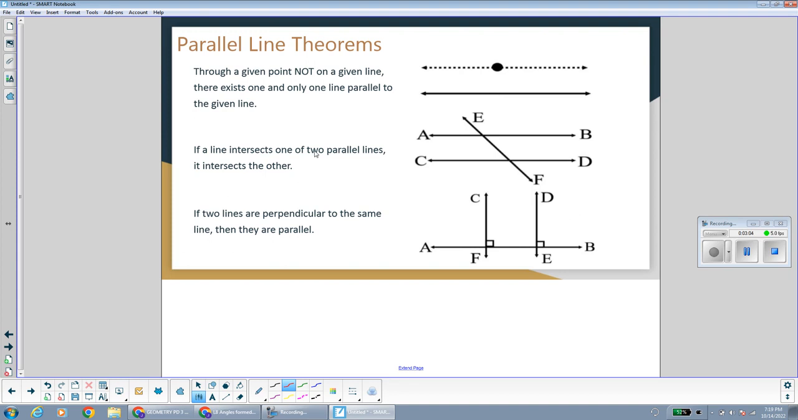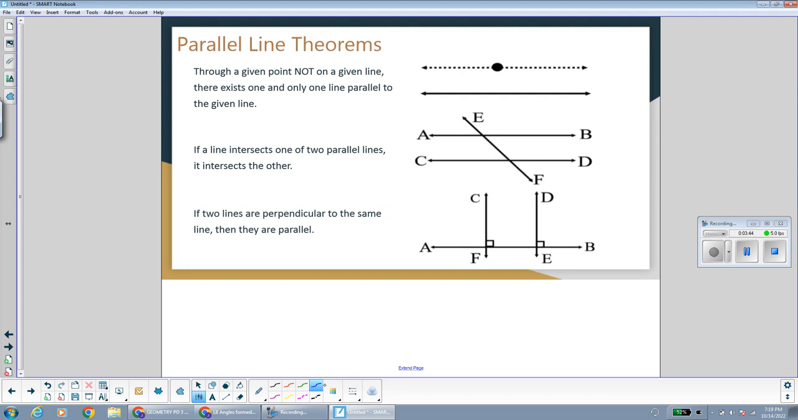If a line intersects one of two parallel lines, it intersects the other. As you can see here, line EF intersects one of the two parallel lines AB, so it also has to intersect the other parallel line CD. And finally, if two lines are perpendicular to the same line, then they are parallel. Notice how line CF and line DE are both perpendicular to AB. They form right angles with it. Since they are perpendicular to the same line, they are parallel.